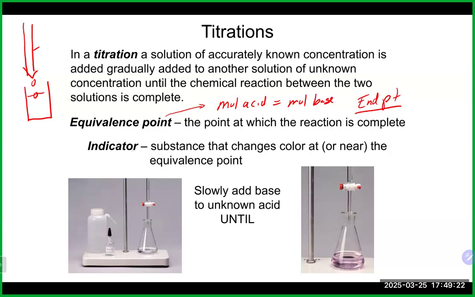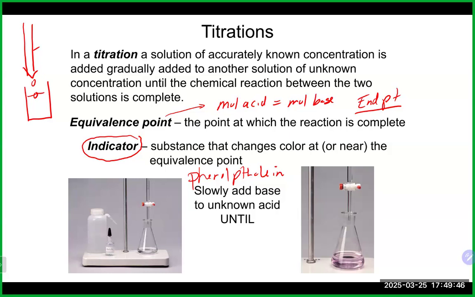Now, how do we know when to stop? Well, we know when to stop when our indicator usually will change color. We usually use some type of acid-base indicator that will change color to give us a visual representation of when you should stop your titration.